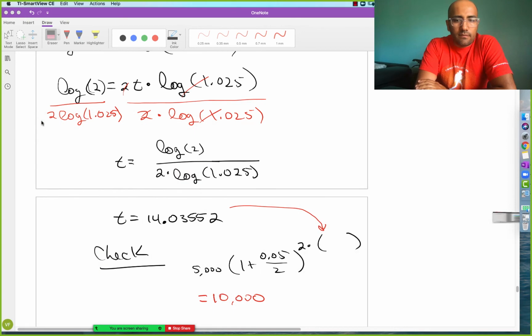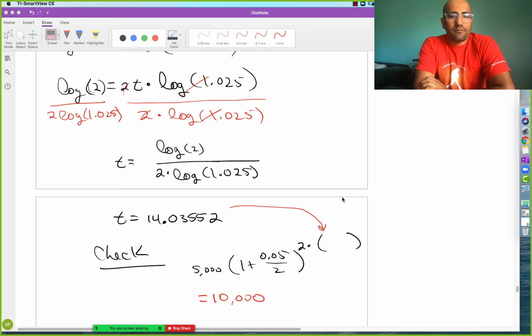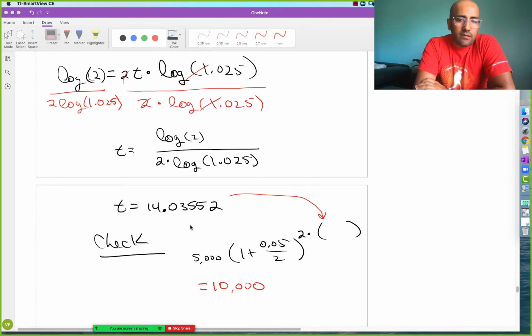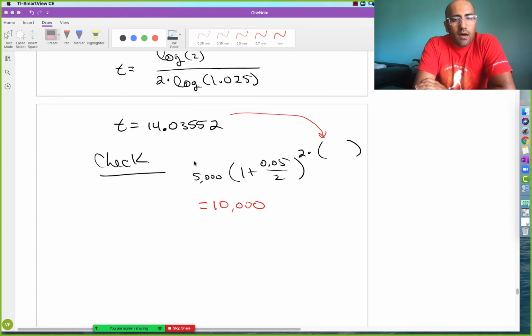Any questions? No? How do we turn this into a more appropriate way of saying it? We don't like to say a decimal number of years, or it doesn't seem as palatable. So think of this as a percentage of the following year. It's 14 years, and then it's 3.55% of the following year, which we can turn into number of days.